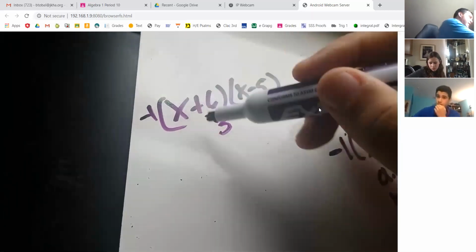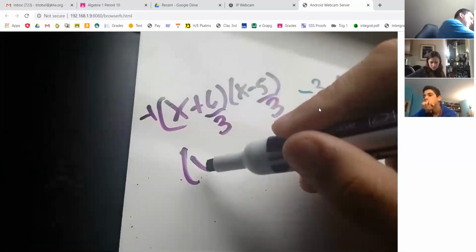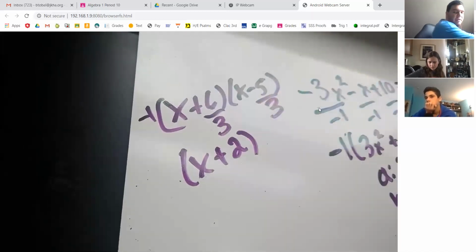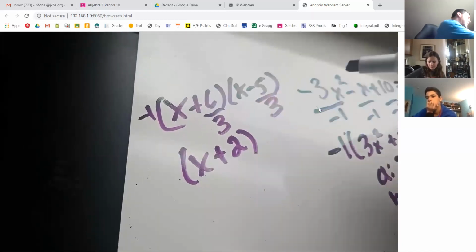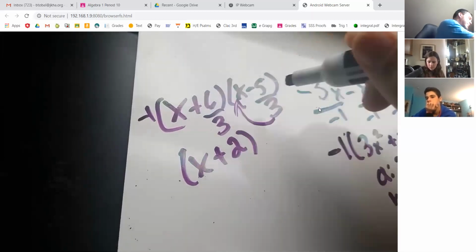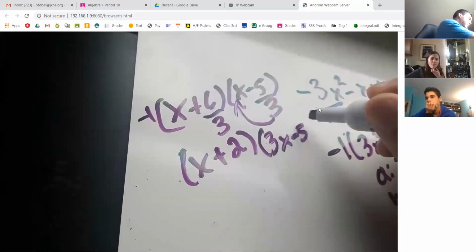Okay, this one right here is really nice because it actually reduces to x plus 2. And because it reduces to a whole number, you don't have to slide back. Over here, this does not reduce. So we're going to move that 3 over here, and it's going to become 3x minus 5.